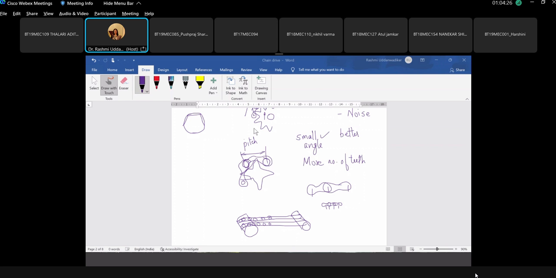We'll be solving problems on this chain drive in the next class. You are open to ask questions if any. Do you have any questions on whatever we discussed till now? Yes, anyone?